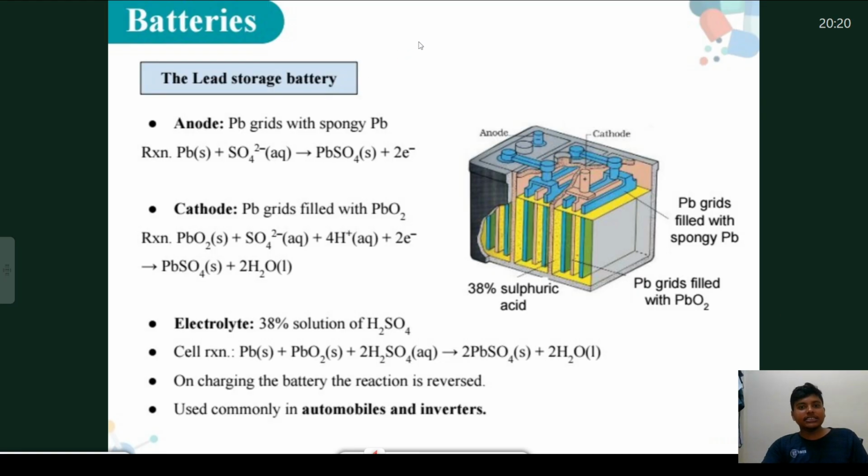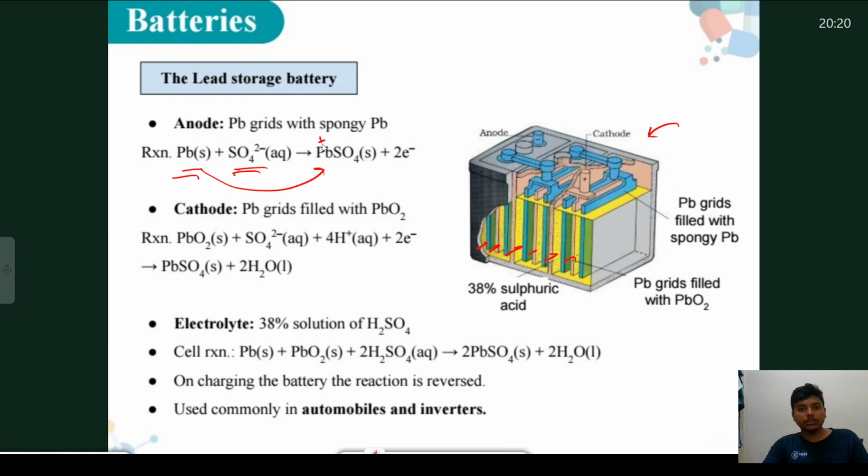Next, the storage battery. These are secondary batteries. This is used in your home inverter. If you have an inverter in your home, it is inside that. There are anodes and cathodes, anode, cathode, anode, cathode, connected in series. So what is in the anode? Lead is there, and sulfate from the electrolyte. It is converted into lead sulfate.